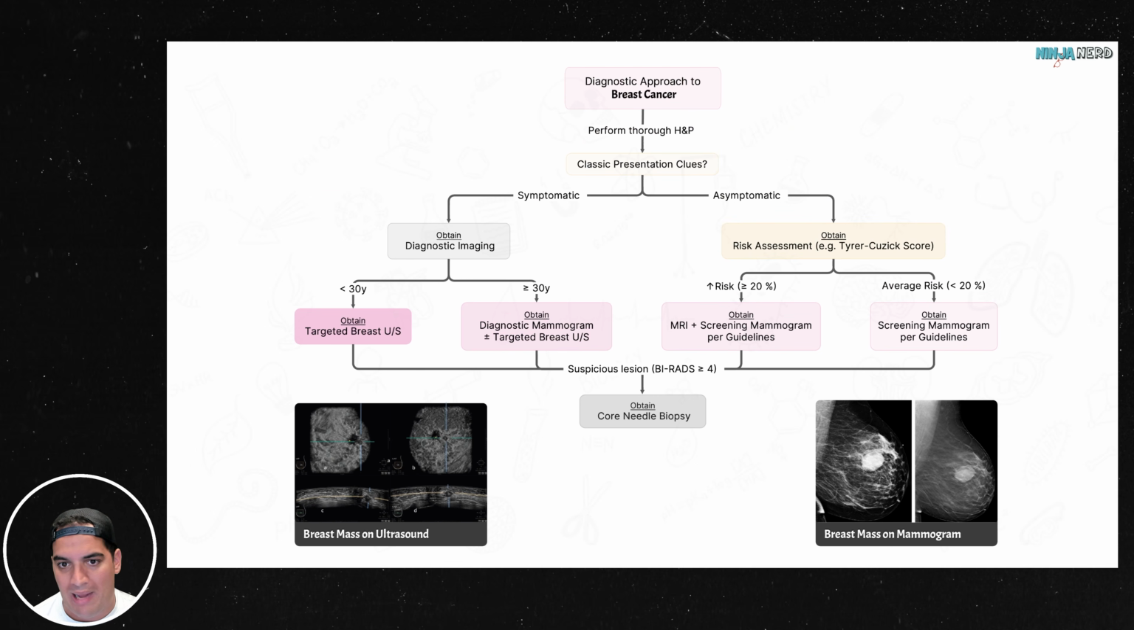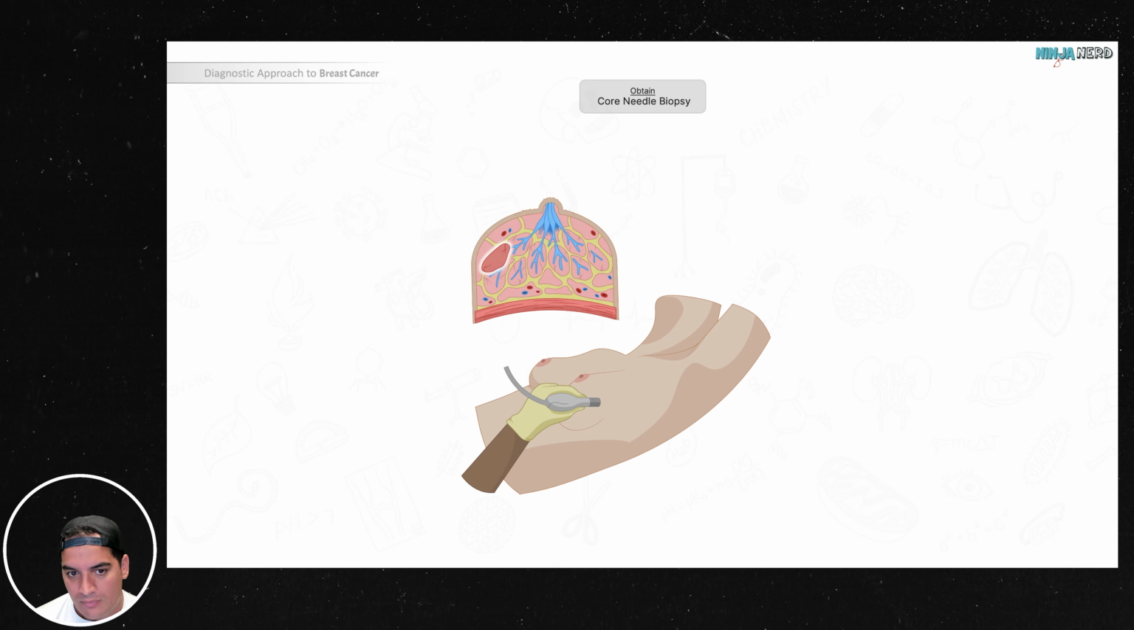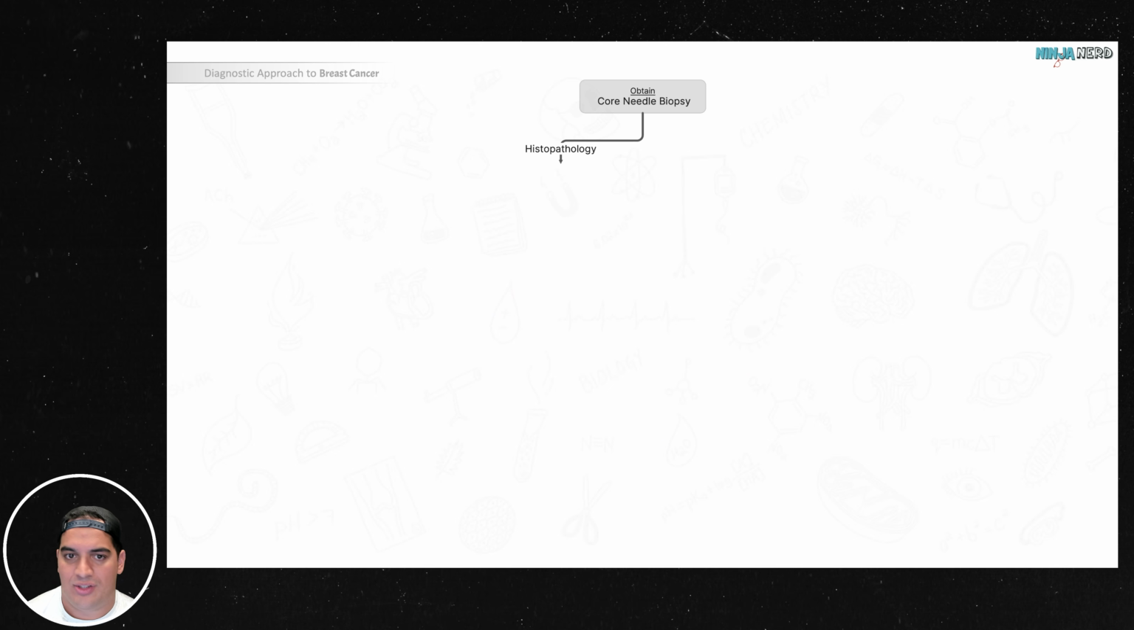So you're going to do a core needle biopsy. The benefit of this is that it tells you the type of breast cancer we discussed. Is it invasive ductal carcinoma, lobular carcinoma, ductal carcinoma in situ, inflammatory breast cancer, Paget cells? Do they have estrogen receptor or progesterone receptor overexpression? Do they have HER2 overexpression? Do they have no expression? All of these things come into play when you get that core needle biopsy, so that's why it's so clutch. You do an ultrasound, find the mass, stick a needle down and take out a chunk of that tissue to send off to histopathology.